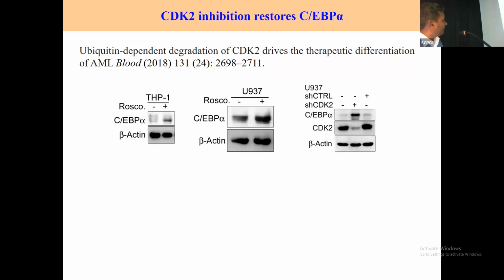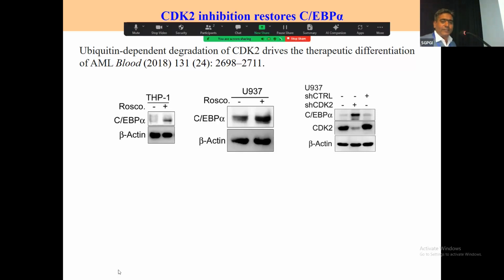whether inhibiting CDK2 through pharmacological inhibitors brings any changes in CBP alpha protein levels. As you can see here, when we treated THP1 and U937, both in vitro cell lines, with roscovitine, a CDK2 inhibitor, there was restoration of CBP alpha in the treated condition, which indicated that inhibiting CDK2 might impact CBP alpha protein levels. Further, in U937 itself, we depleted CDK2, and we found copious restoration of CBP alpha in this condition. So these two experiments ensured us that inhibiting CDK2 might restore CBP alpha.